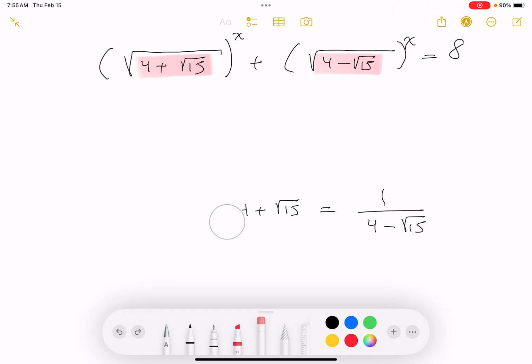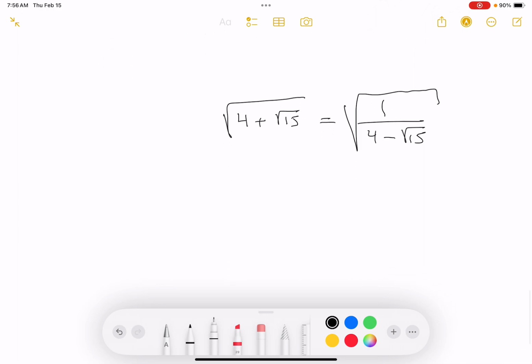I'm going to take the root. Whoops, sorry about that again. Got to be careful with the pen, right? And I'll do the square root of this side too. By the way, they're both positive numbers. 4 plus root 15 is certainly a positive number, and 4 minus root 15 is certainly a positive number. So let's be a little more careful about this. So 4 plus root 15, that's the root of it, by the way, equals, well, the square root of 1 is just 1, and I get this over here. Hope I didn't go too fast with that. I'm looking at this, and I'm going to raise both sides to the x power now.